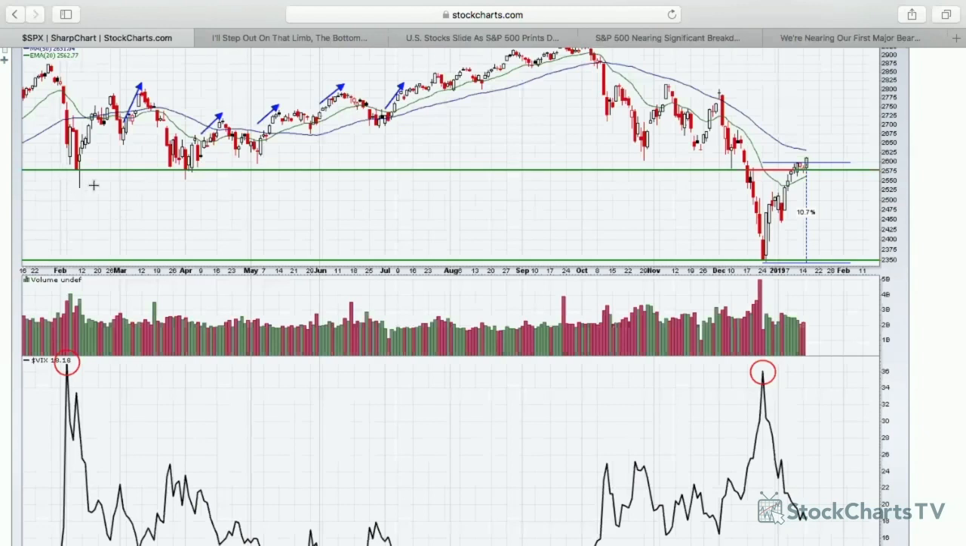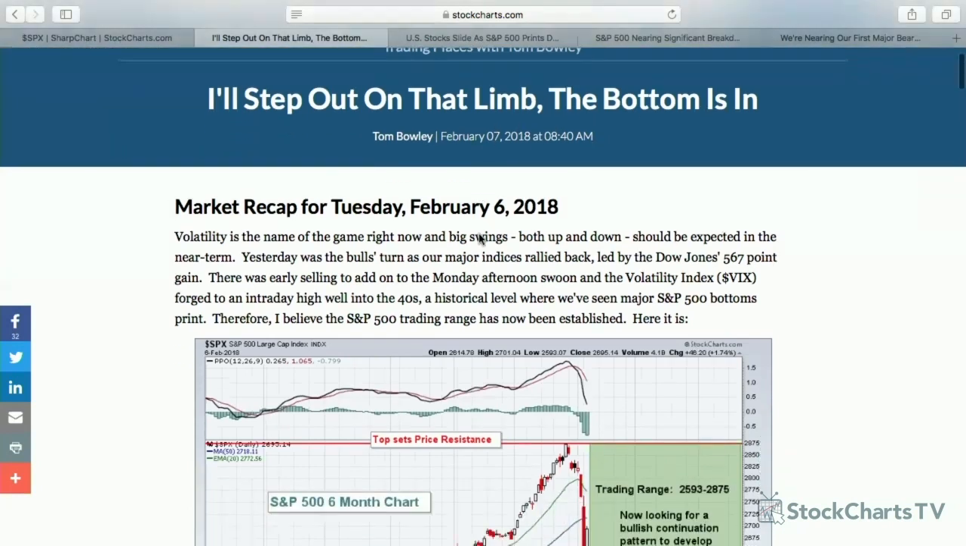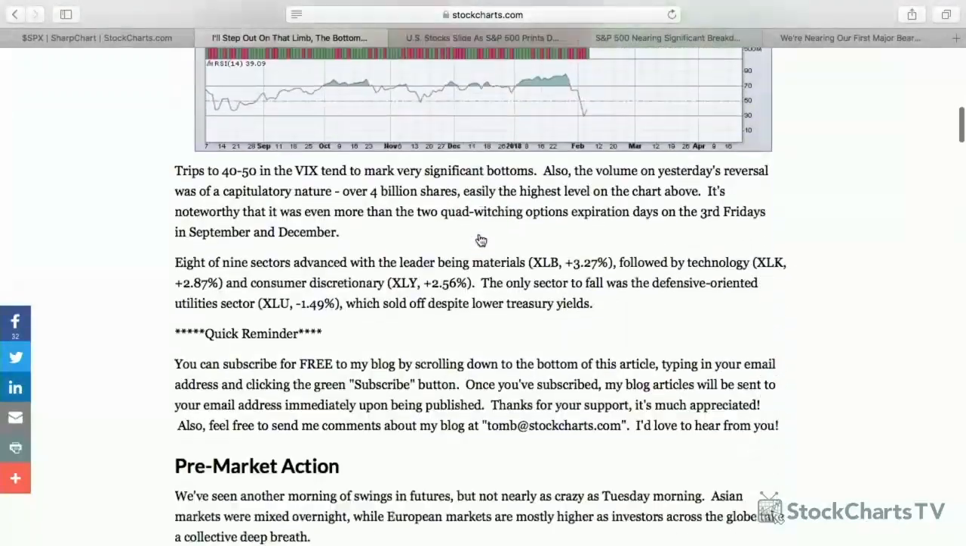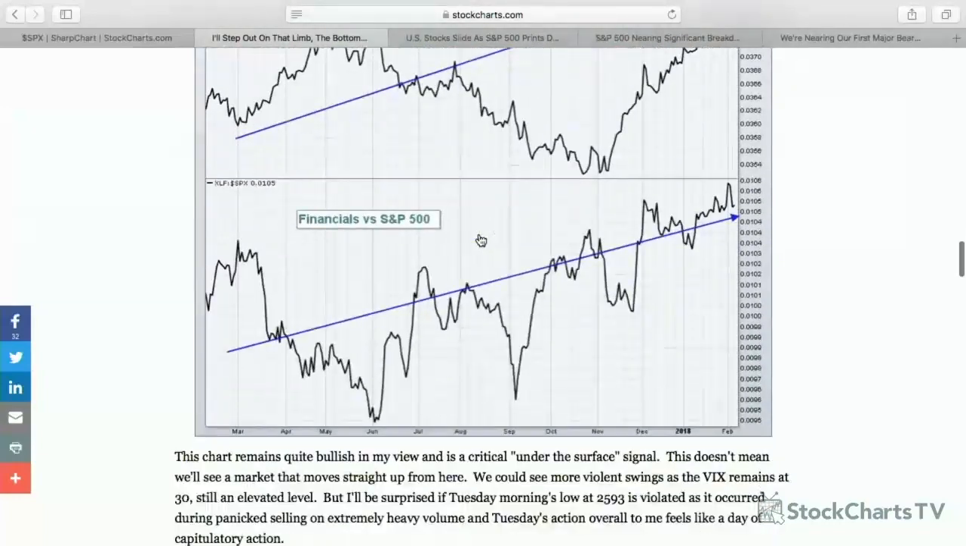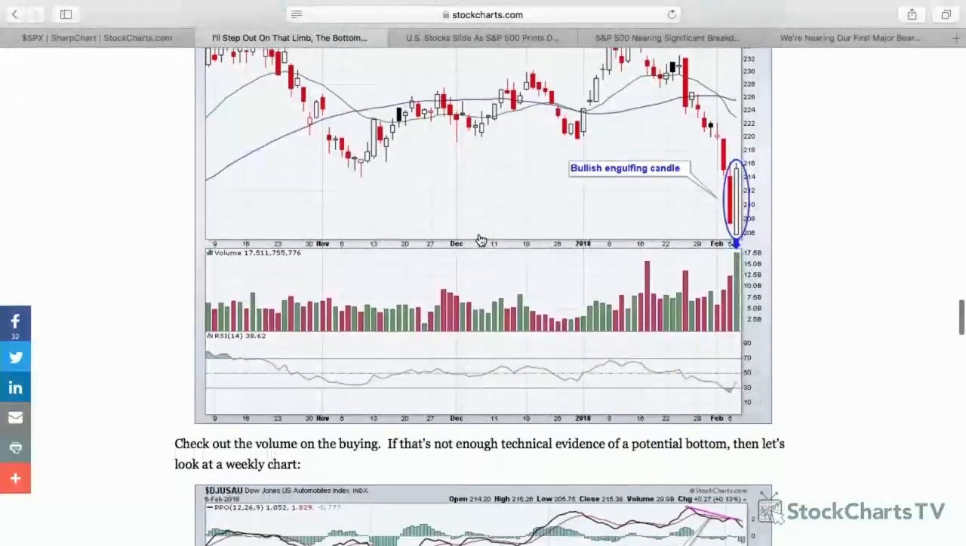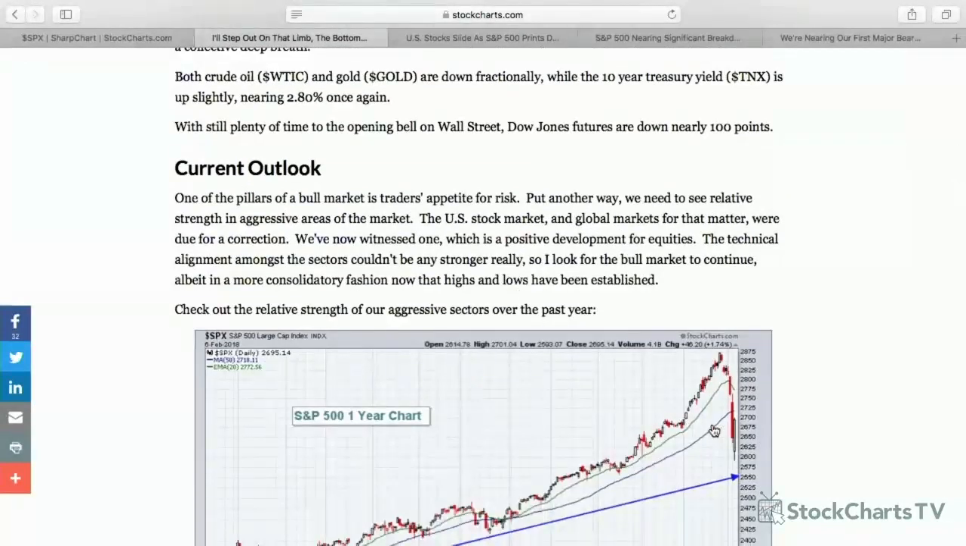The bottom occurred, this close of 2581, on February 9th. I'm going to show you an article I wrote back on February 7th. I'll step out on that limb, the bottom is in. The whole reason I was talking about it was the volatility index had shot up. There were a number of reasons, you could go back through the article, but one of the key things was the volatility index moving up. The other thing was we had a massive reversal in the market, a reversing candle off of this downtrend.